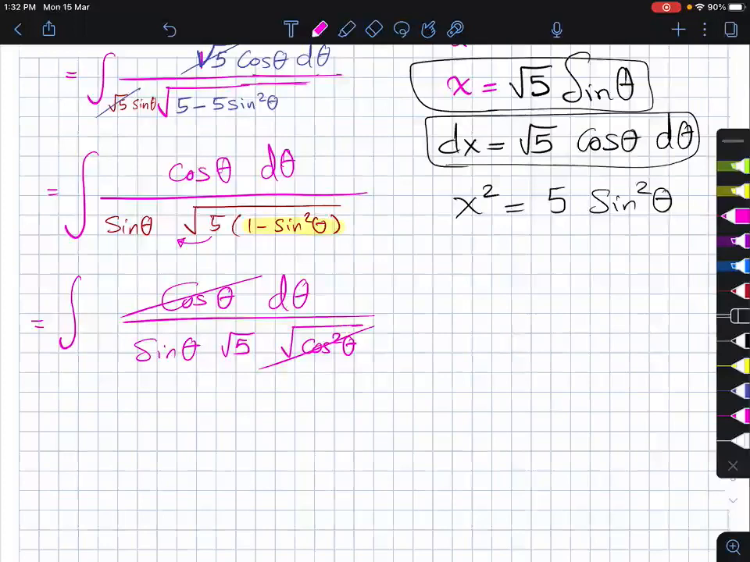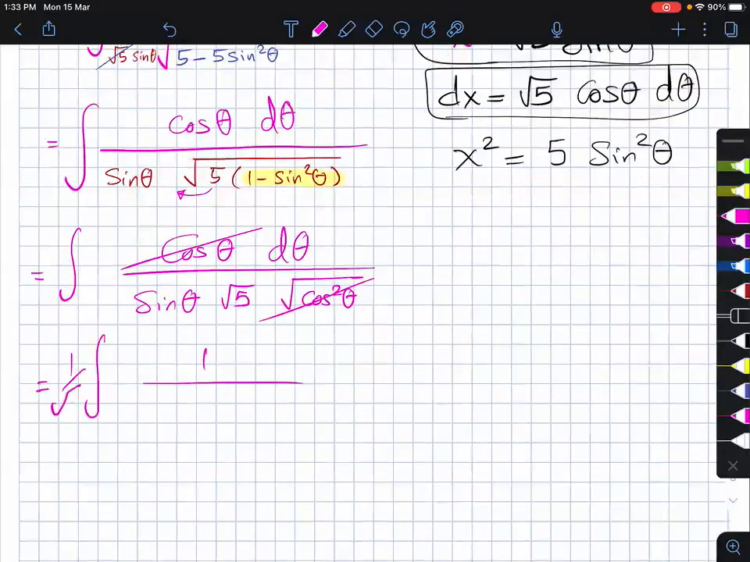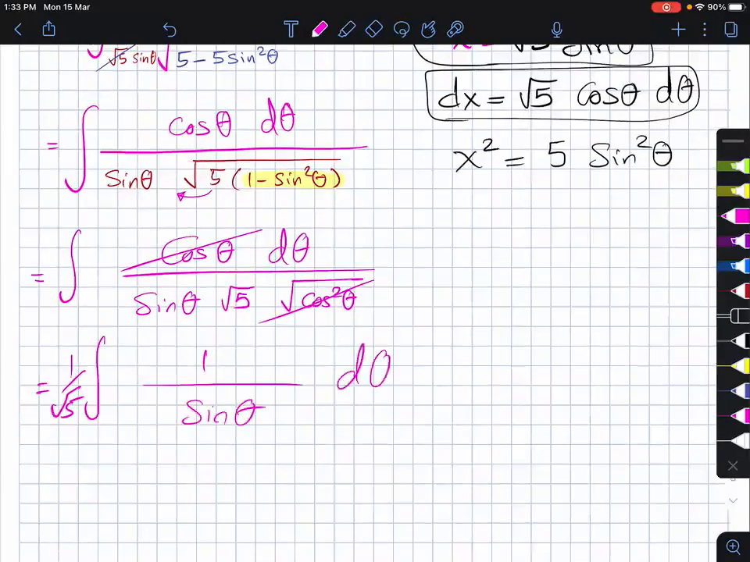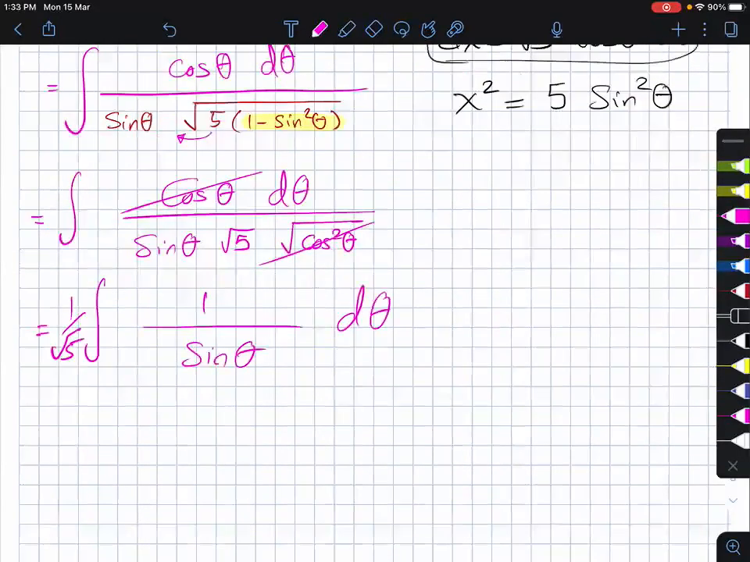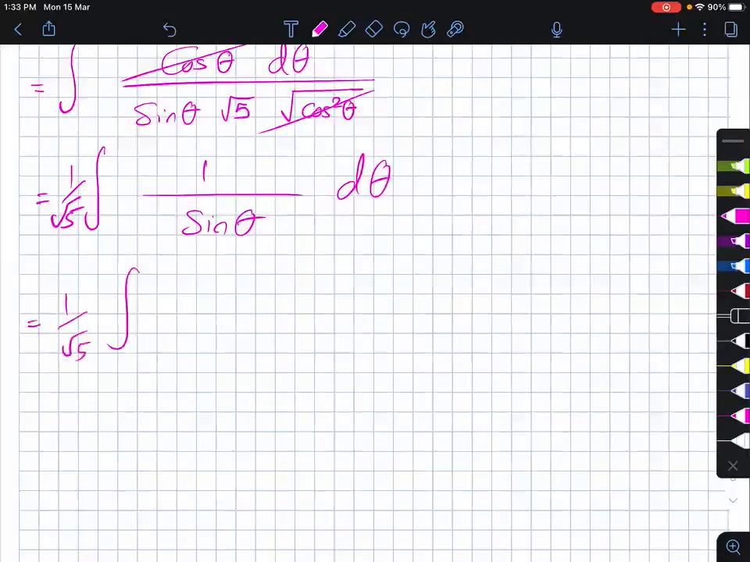So we have 1 over sine, and 1 over radical 5 is a constant that comes outside. 1 over sine theta is cosec theta. 1 over sine is cosec. And the integral of cosec theta is like the integral of sec. Do you remember, guys, the integral of sec?